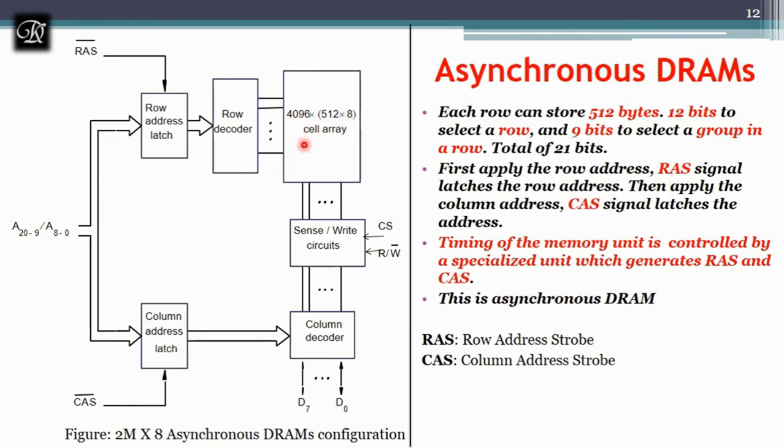Here we cannot come up with a square matrix. We have to divide it in such a way that we get a proper configuration. So we have given more lines to rows, as we did in the previous configuration also. It is 4096 cross 512, and 8 is the data lines. Here we are using only an 8-bit data bus. We are not using more than that.